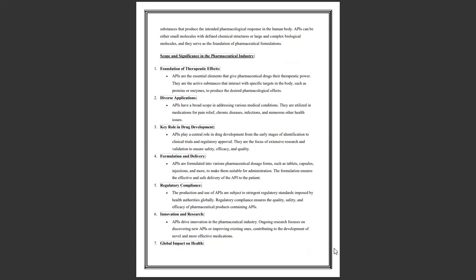Then have a look at the scope and significance in the pharmaceutical industry. So first point is foundation of therapeutic effects. APIs are the essential elements that give pharmaceutical drugs their therapeutic power. They are the active substances that interact with specific targets in the body, such as proteins or enzymes, to produce the desired pharmacological effects. Then the other point is diverse application. It has broad scope in addressing various medical conditions. They're utilized in medications for pain relief, chronic diseases, infections, and numerous other health issues.